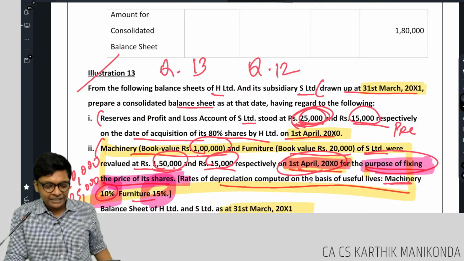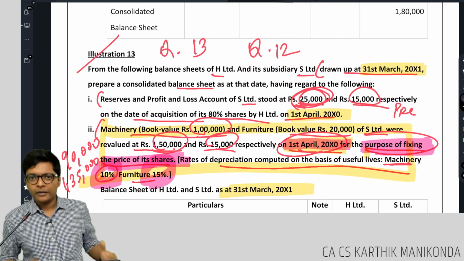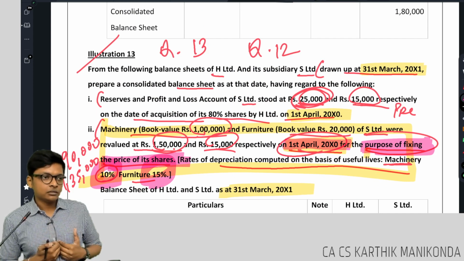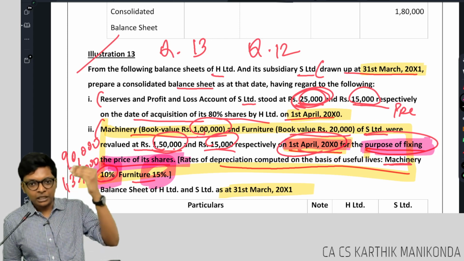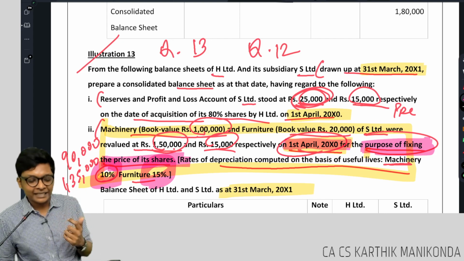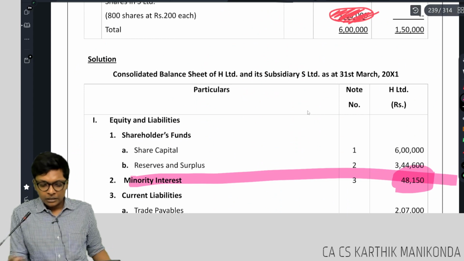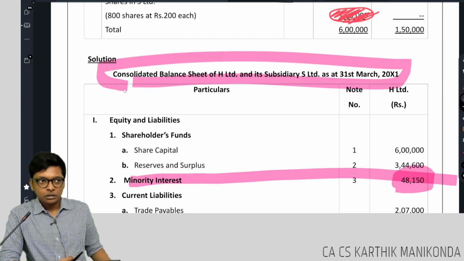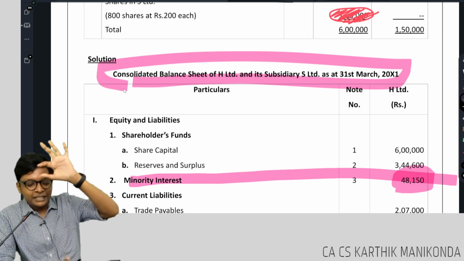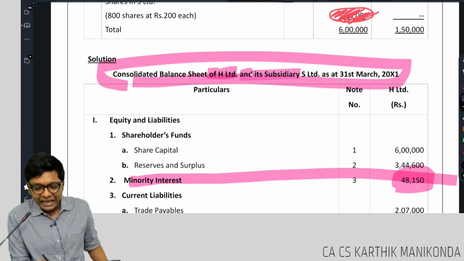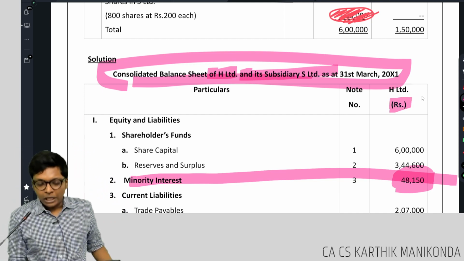With this we are done with illustration number 13, exactly half an hour or even a little more. It's fine. Everybody understanding? Now if you solve the sum, it will take you only 20 minutes from start to end. In the format only it will take time. How many of you, when you prepared the consolidated balance sheet, did not write this heading? Gone, half mark gone. You can't write just balance sheet, you have to write consolidated balance sheet of holding and subsidiary as of 31st March. Are you following, guys?